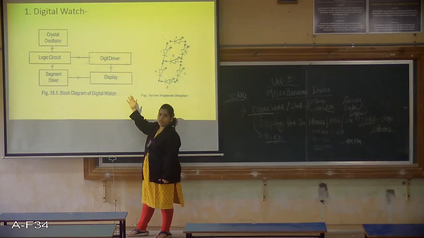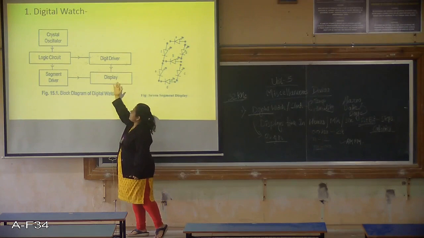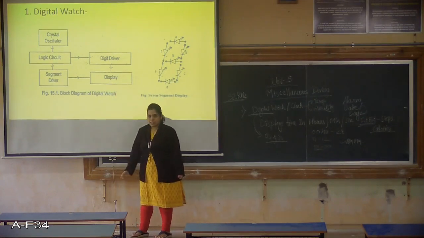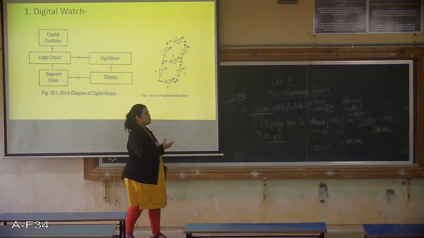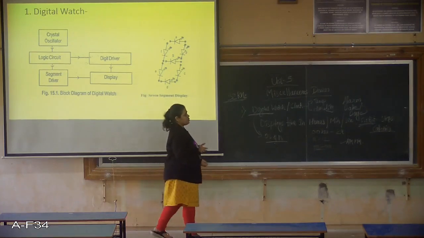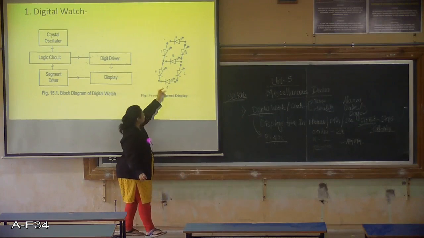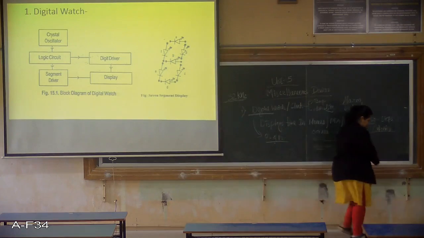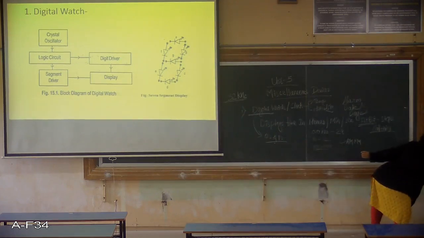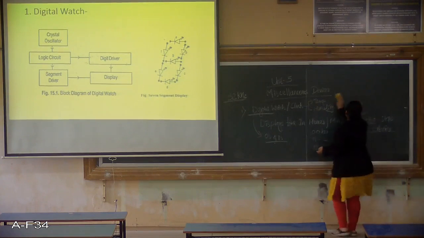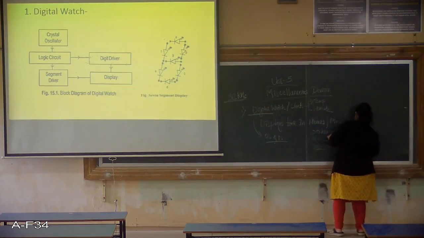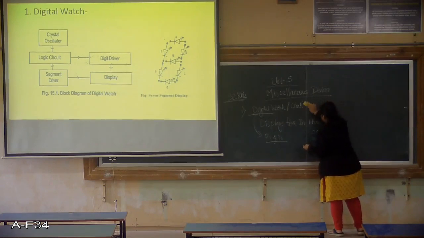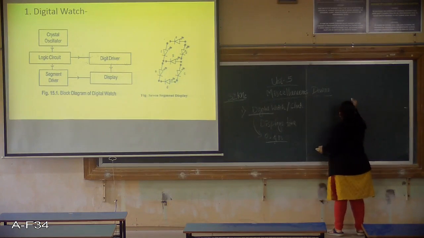The digit driver will decode the signal, say from 0 to 9, and then the final output comes to the display. When we say display, there are various things in the displays. It is a combination of 7 segment LEDs, and that is the output.